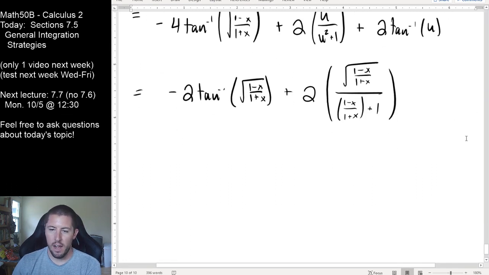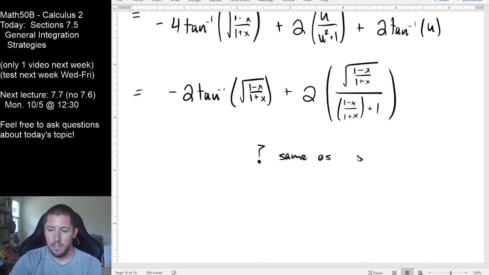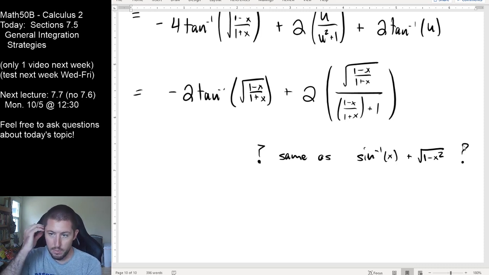Now we're asking, is this the same thing as sine inverse of x plus the square root of 1 minus x squared? That's what we got before, right? Same answer from the previous one. It seems wildly unlikely that these are the same thing right here.